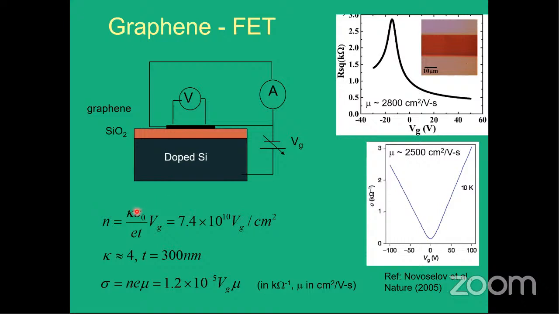Okay, so you can get a hold of some of these numbers for our devices where we use a thickness of about 300 nanometer of silicon dioxide, whose dielectric constant is 4. So you can put a charge density of about 7.4 times 10 to the power 10 per centimeter square, meaning so many electrons per centimeter square, if I apply 1 volt of gate voltage, okay? So this is precisely how you will vary the Fermi energy, meaning you change the carrier density and the electrons will fill more states in the bands of graphene, okay?